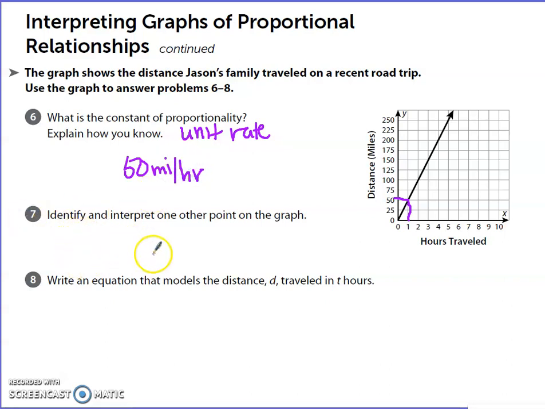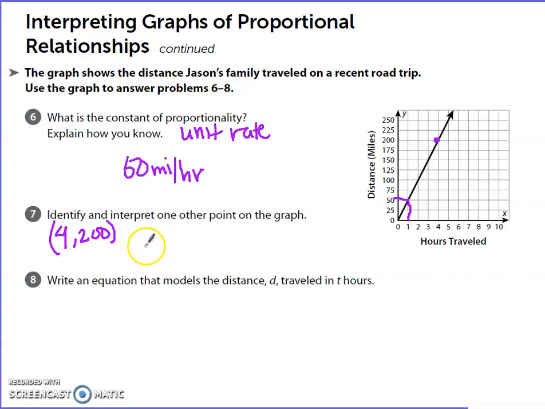Identify and interpret one other point on the graph. Okay, you could pick any point you want to. Identify means to choose it. So I'm going to choose this point right here, 4, 200. Interpret means to tell what it means in the context of the problem. It means that in 4 hours, Jason's family traveled 200 miles.